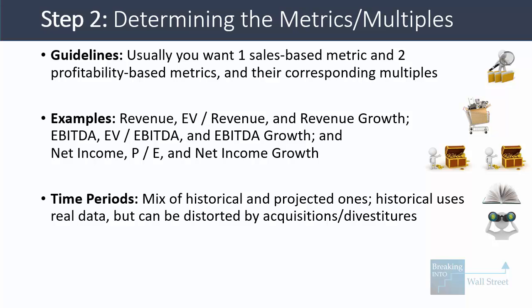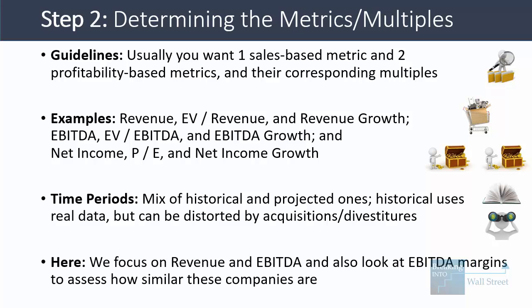In terms of time periods, you usually want to use a mix of historical and projected ones. A common approach is to take the last fiscal year or the last 12 months and then the next 2 projected years. Historical numbers are good because they're based on what actually happened in real life, but they can also be distorted by acquisitions, divestitures, and other one-time items. Projected numbers are good because they're normalized and they don't factor in those types of one-time items, but they're also projected numbers, which means that they may or may not actually happen.